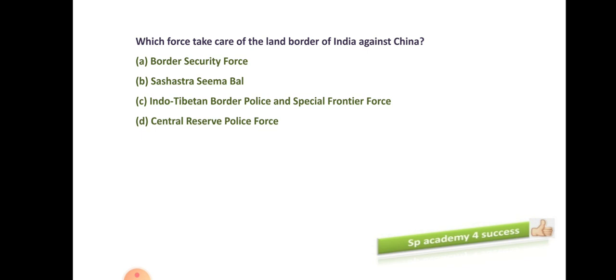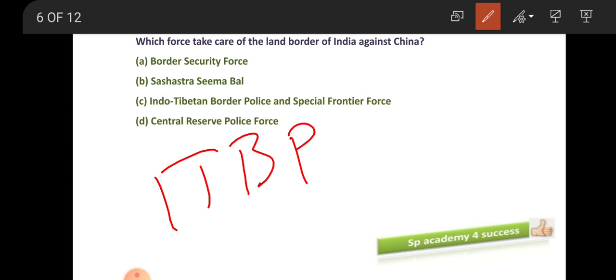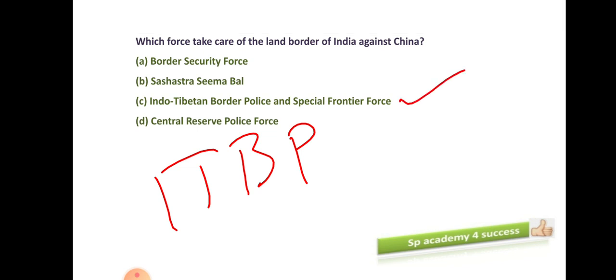Let me give you the explanation here again. India is protected against China by the ITBP. ITBP means Indo-Tibetan Border Police, and the Special Frontier Force also guards the land of India against China. So our answer for this particular question is option C. Right. Let's move to the next one quickly.